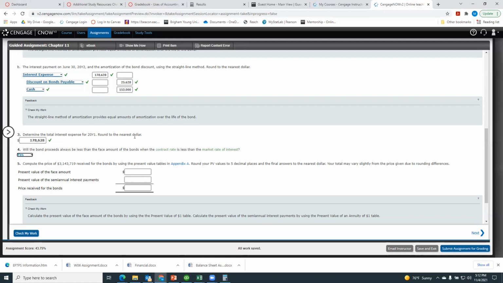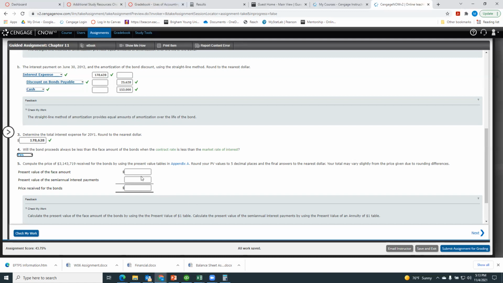Finally, it asks us to compute the price of $3,143,719 received for the bonds by using the present value tables in Appendix A. So this is something that I didn't cover in the lecture, but I'm going to show you the process. So we round our present values to 5 decimal places, and then our final answer to the nearest dollar. And it says our total may vary slightly because of rounding differences.